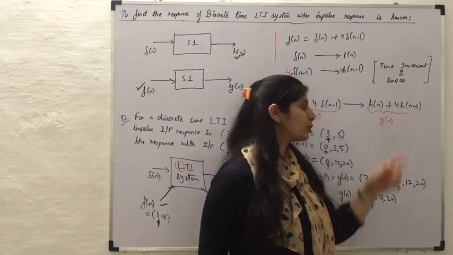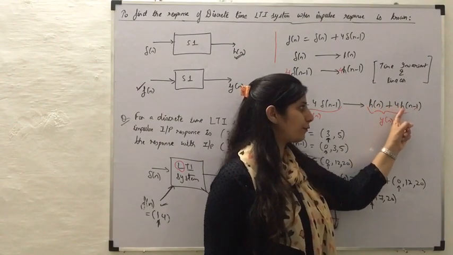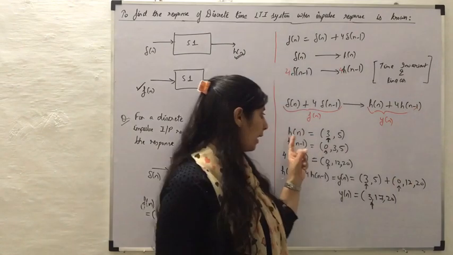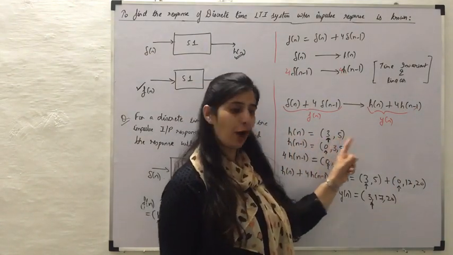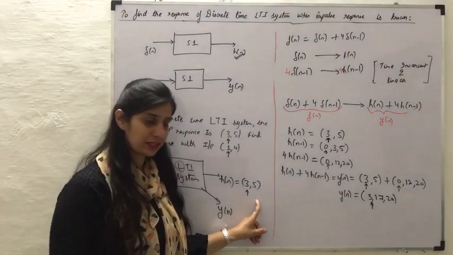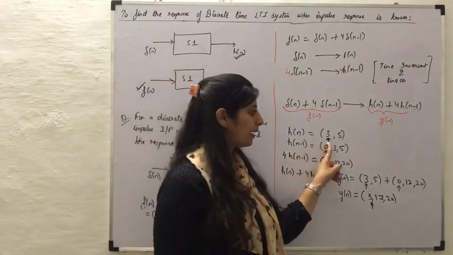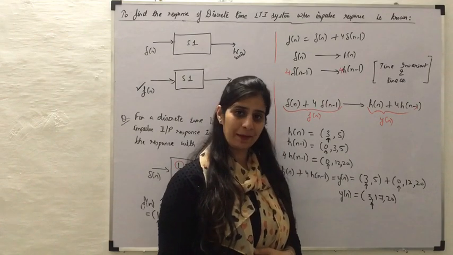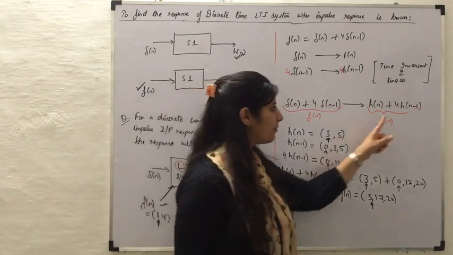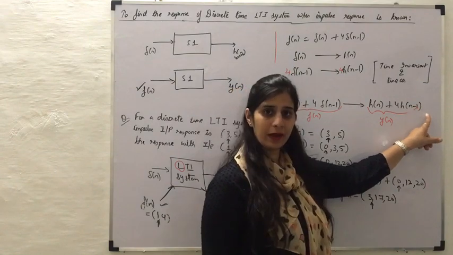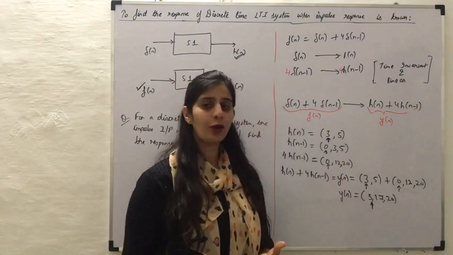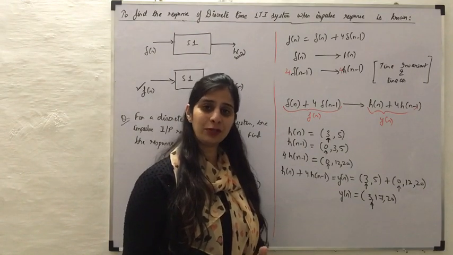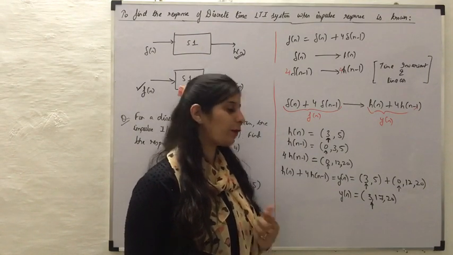To do the summation of h of n plus 4 times h of n minus 1, let's substitute the values. We know h of n is equal to 3,5 because it is given in the question, and the arrow at 3 represents the value at the n equal to 0 time instant. The next thing we have is h of n minus 1. To obtain h of n minus 1, we are providing a time shift to the right by 1 time instant.